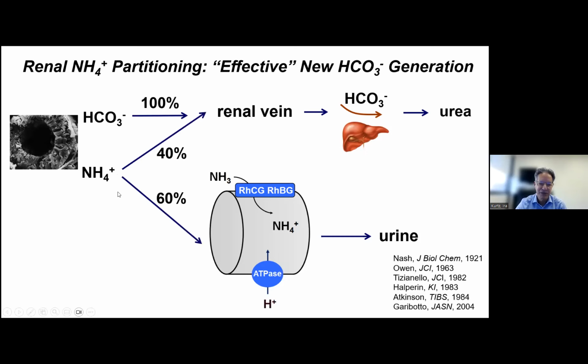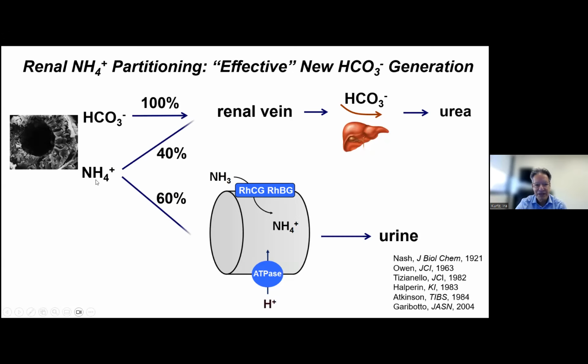Plus, under different conditions, and I'll talk about some of them, the kidney actually modulates this ammonium partitioning concept, changing the percent of the ammonia that's made, how much of it will be delivered to the renal vein or the urine based on the different acid-base conditions that the patient is facing. And we'll talk about that in more detail a little bit later.